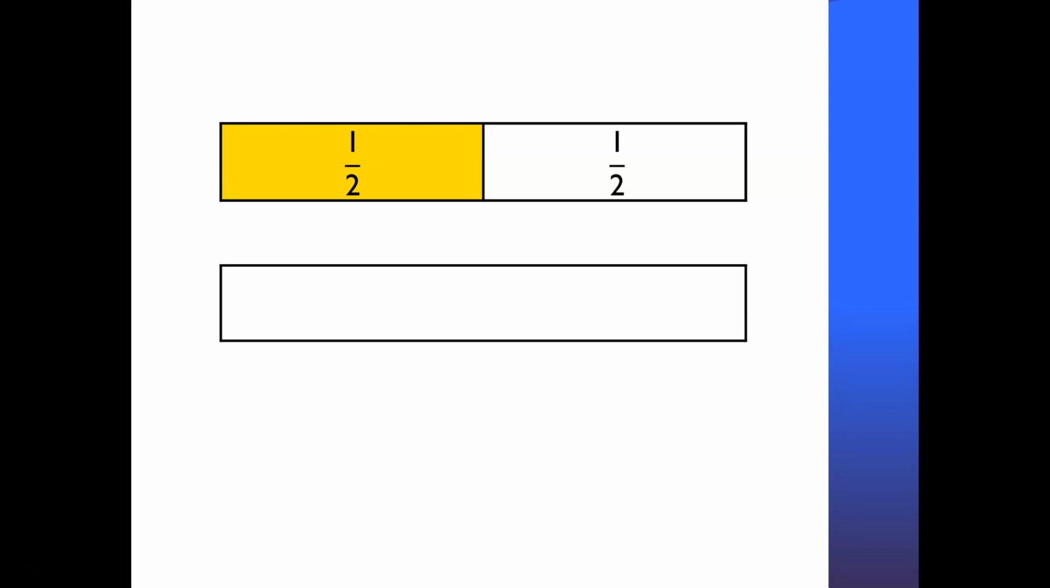Here's another bar. This is the same size as the first. This time I'm going to divide the bar into 4 equal sections, or quarters. If I shade in 2 of the quarters, can you see that they are the same size as the half above? The half is the same as 2 quarters. So we can say 2 quarters is equivalent or equal to a half.